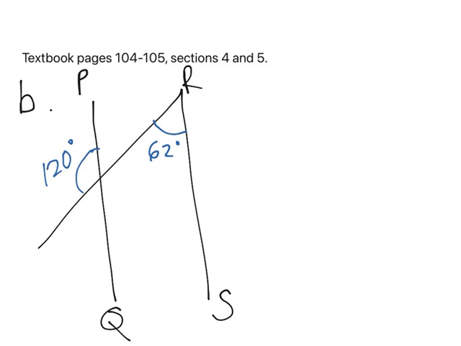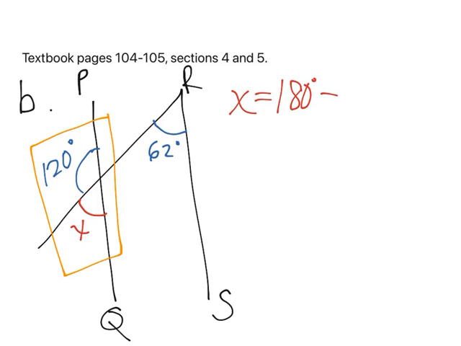Well, we do know that we have straight lines here. So let's try to find out that other angle. I'm going to put X here. You can label them, do whatever you want. Just try to get the right answer. We know that a straight line is 180 degrees. We're going to subtract the information we know, and we're going to get 60 degrees. So this angle equals 60 degrees.